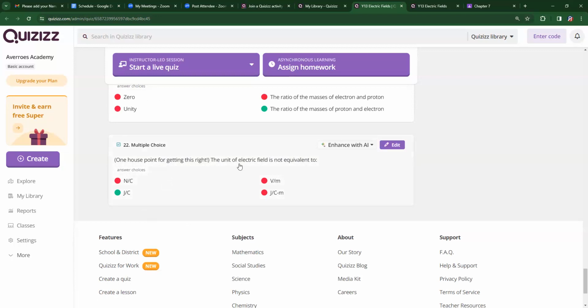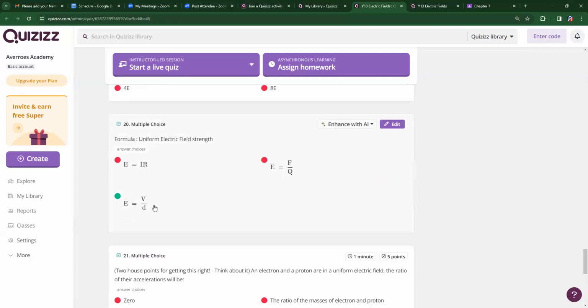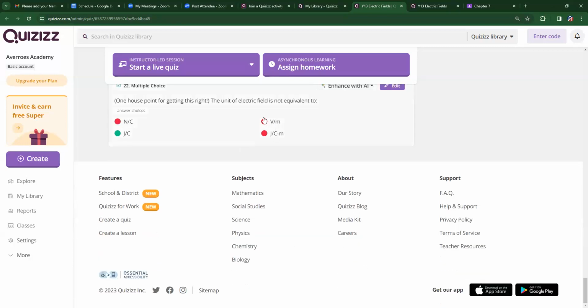So electric field is not equivalent to, oh, because of force, okay, electric field, voltage over distance. So voltage per meter, volts per meter is right. Force per charge. Yeah, force per charge is also a unit for electric field. And energy divided by coulombs and divided by distance. Okay, yeah, so that one is not right.